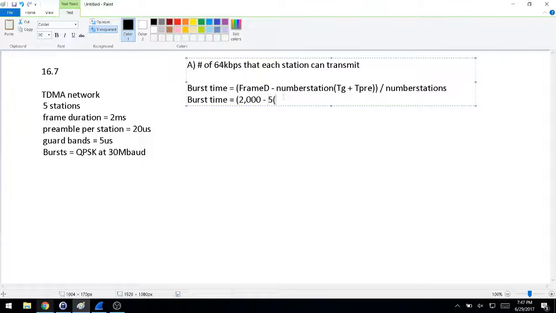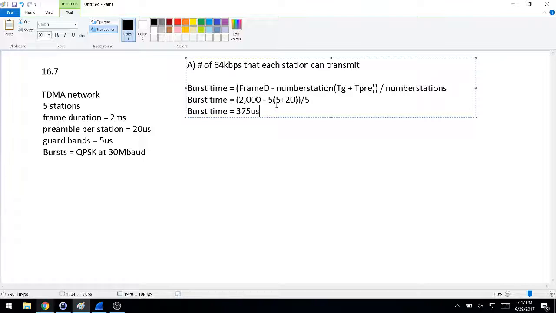Minus 5, which is our number of stations. We have 5 stations. That was given in the original problem. And then our guard time is 5 picoseconds. And remember, we have a guard time for every station because we have to separate our bursts. Plus preamble time, which was 20 per station. And then again, we divide that quantity by the number of stations. And so our burst time ends up being 375 picoseconds. And again, those units could be whatever you want.